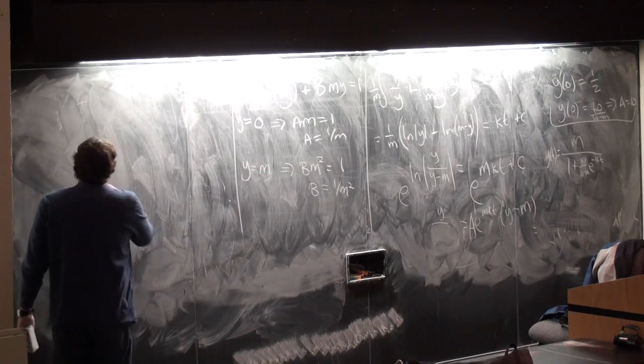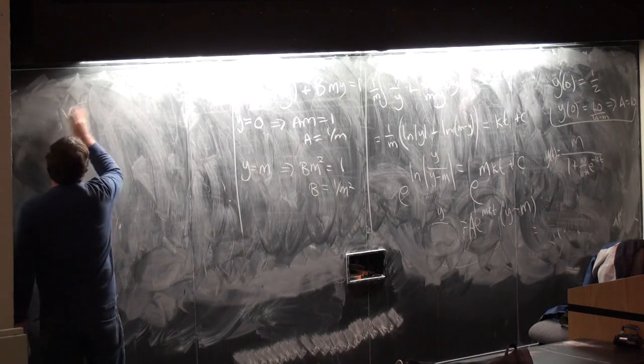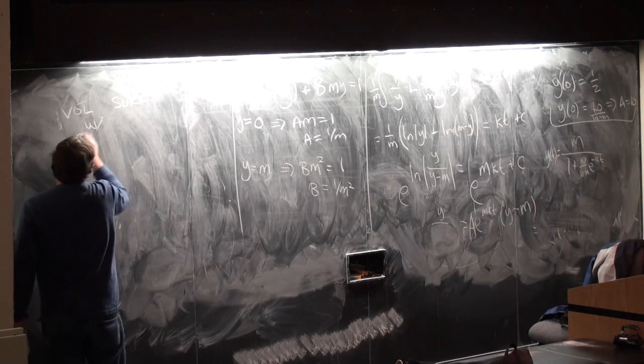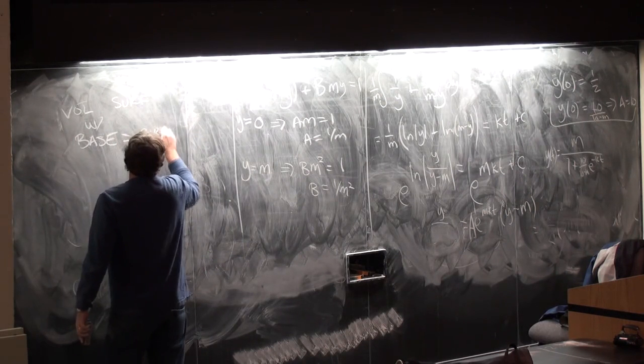So, you have the cross sections being squares and the base itself. Find the volume of some solid with the base being a circle of radius.